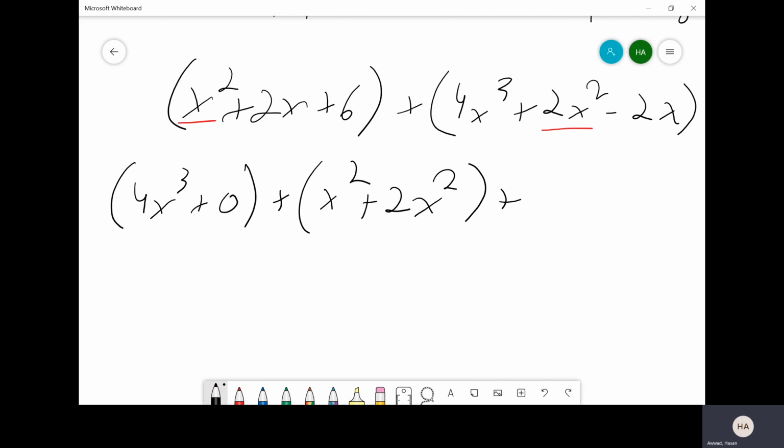Okay, continue going. Now we are looking at the 2x. So x to the first, that's the next exponent that we're looking at. So 2x.